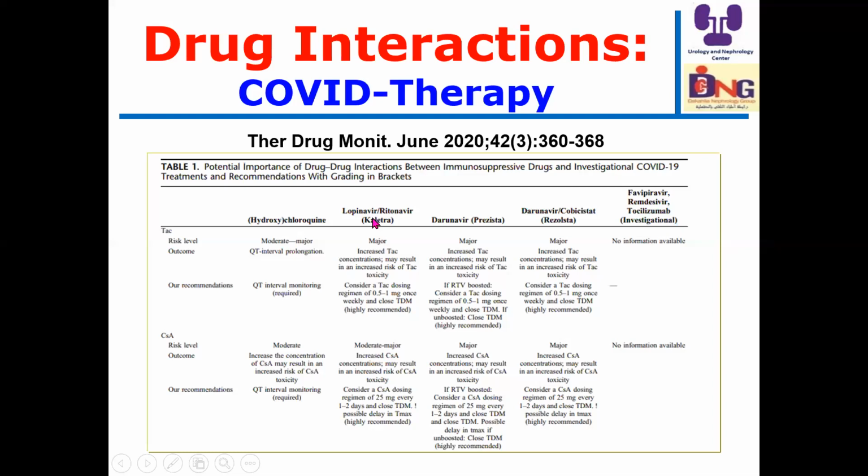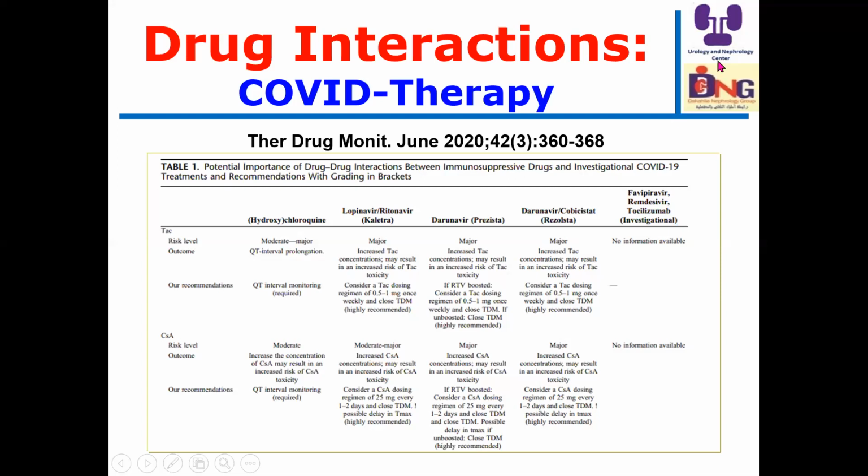For these drugs, lopinavir, ritonavir, which is known as Kaletra, darunavir, which is Prezista, and darunavir with cobicistat, which is Rezolsta, these three types of drugs are associated with major interactions with tacrolimus and cyclosporin. Look here at the recommendation. Consider the tacrolimus dosing regimen to be reduced to just 0.5 to 1 milligram once weekly.